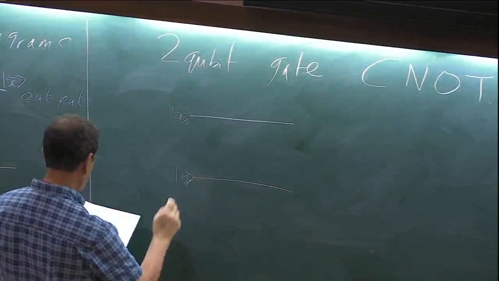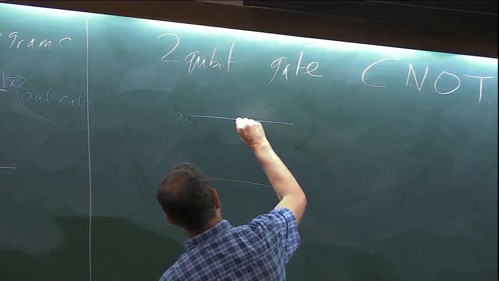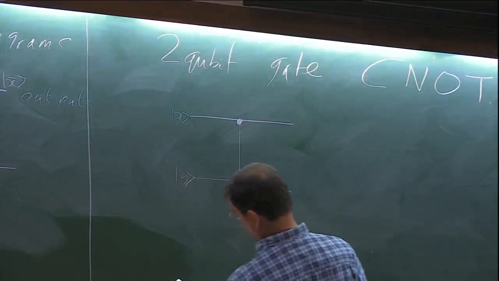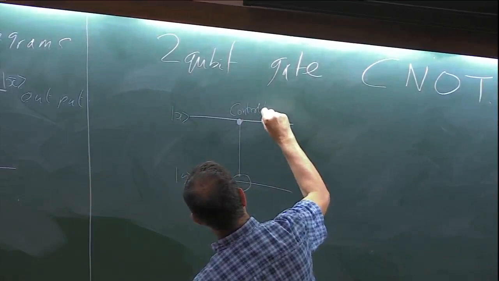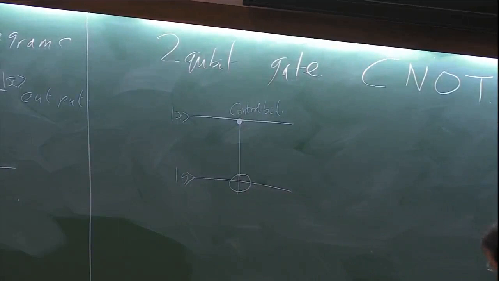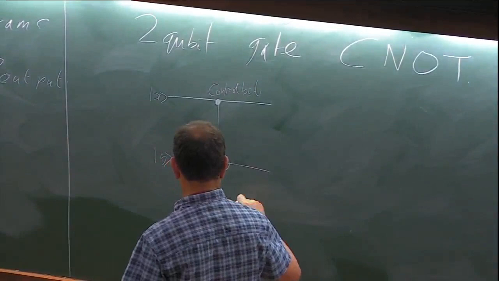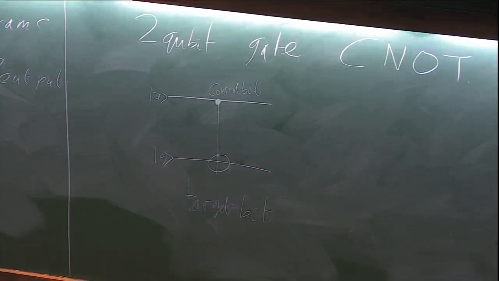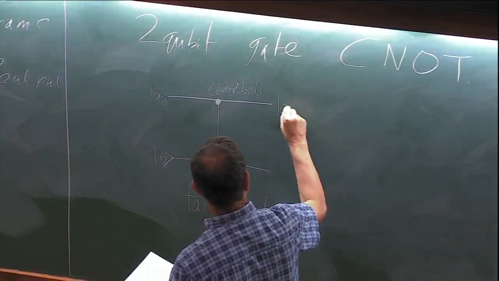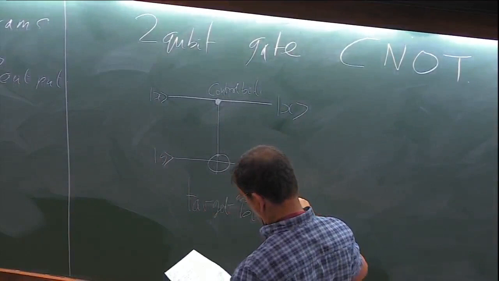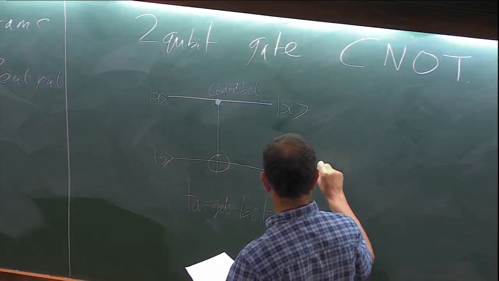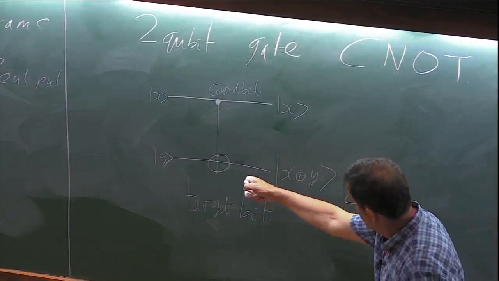Now, the notation is the following. This blob indicates that this is the control bit. And this circle with the x through it, this is the target bit. So the control bit does not change, and the target bit becomes the bitwise sum modulo 2 of x and y, showing that if x is 1, this target, the lower qubit, flips, and otherwise it does not flip.